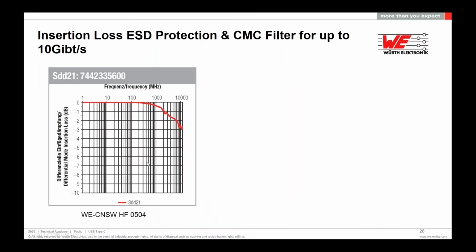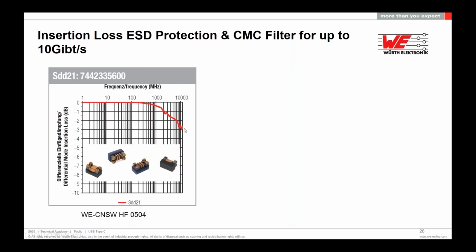So what is important if you look at the combo chokes: in all the data sheets of the RF combo chokes, we have the insertion loss over the frequency. Then we see here the maximum of 10 gigahertz, which results in 20 gigabits per second, for example. This combo choke has, up to 10 gigahertz, only 3 dB of insertion loss, which is quite low.